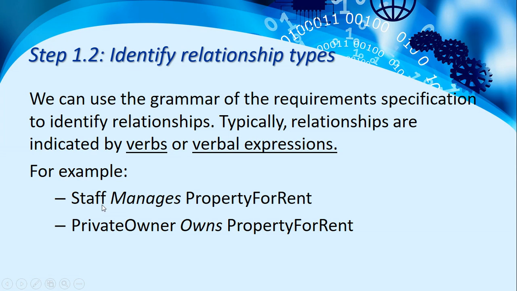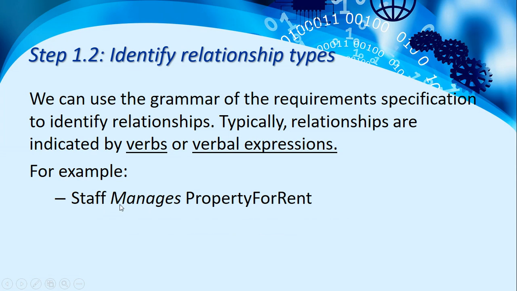Staff manages property for rent. In this first example, we have two entity types identified: the staff and the property for rent. Then we have the verb manages. Automatically, this verb is a relationship type. Therefore, we could say there's a relationship between the staff entity and the property for rent entity, and manages is the relationship type.